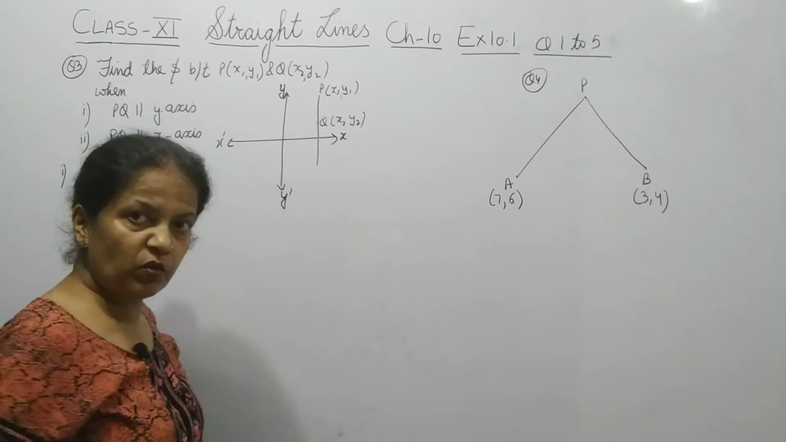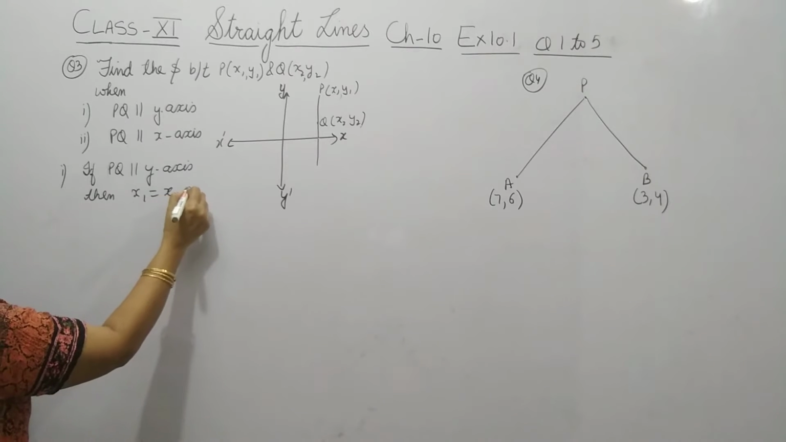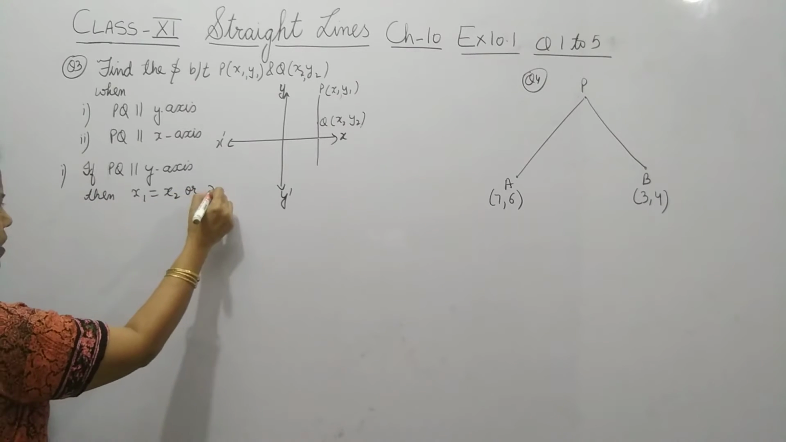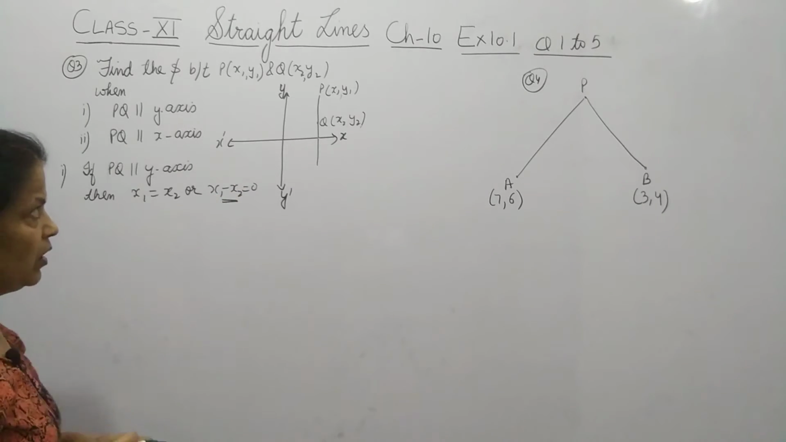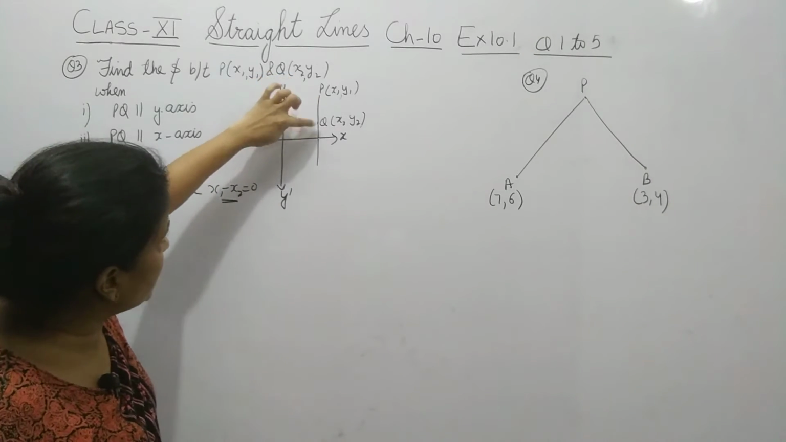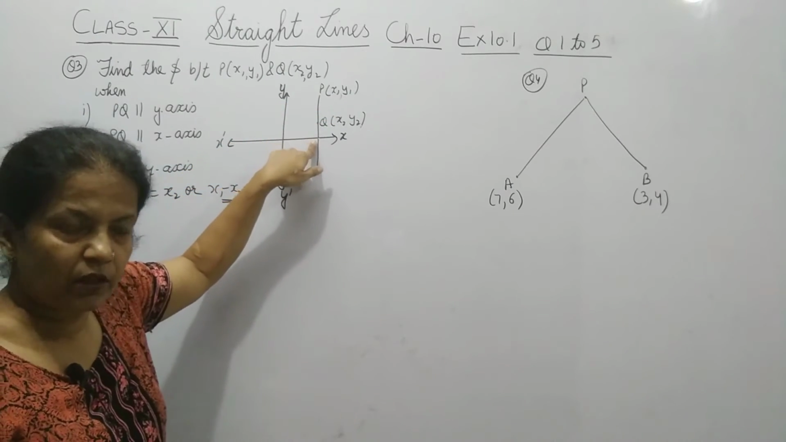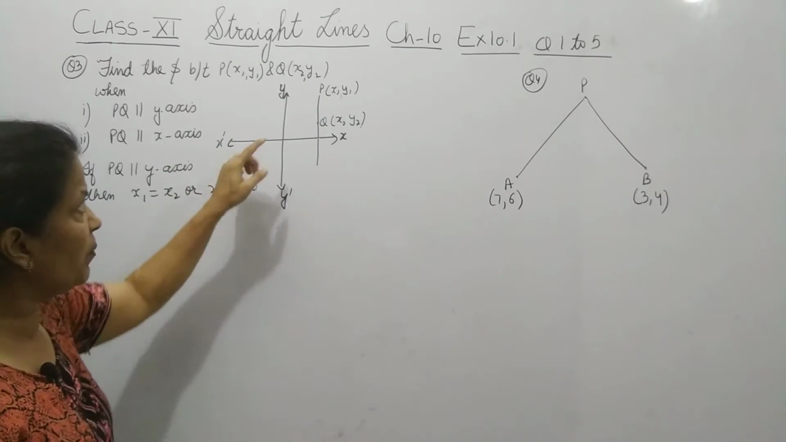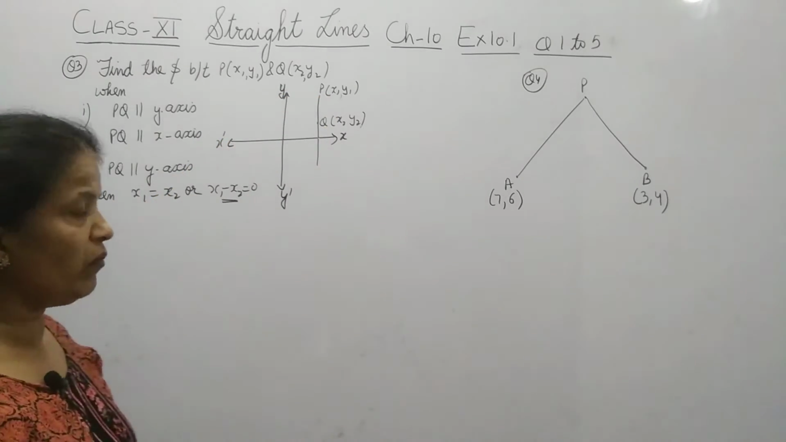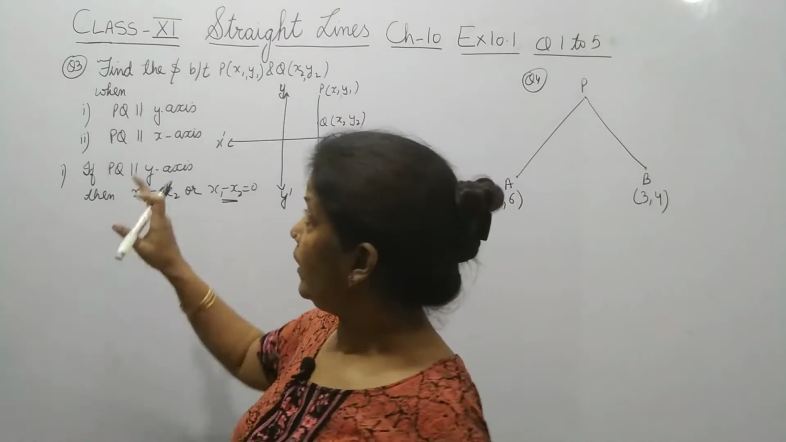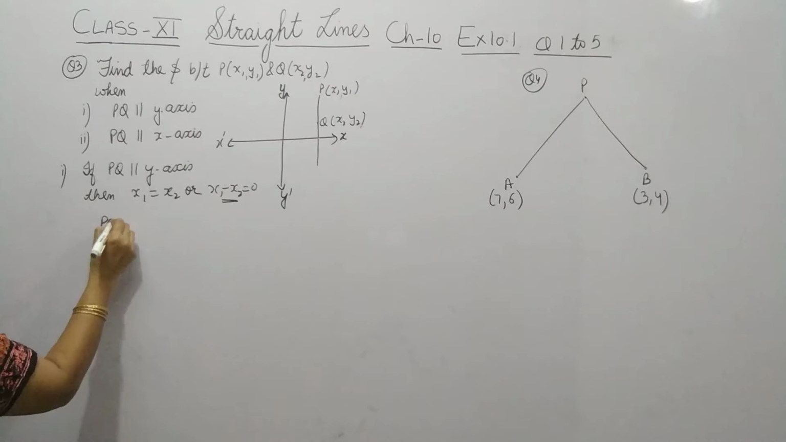x1 should be equal to x2, then x1 equals x2, or we can say x1 minus x2 equals 0. Isn't it? If you observe, both the coordinates will lie on this x-axis. So it will be possible only if x1 and x2 are equal. Now we will find the distance between PQ by using the distance formula.